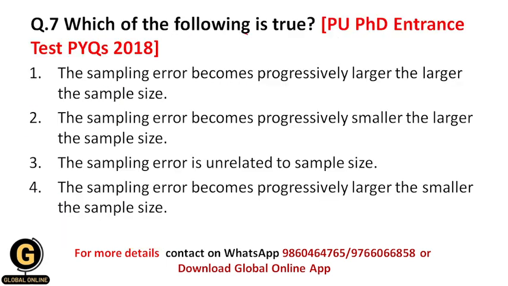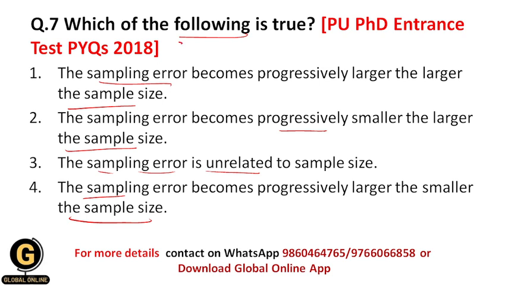Which of the following is true? The sampling error becomes progressively larger the larger the sample size. Sampling error becomes progressively smaller the smaller the sample size. The sampling error is unrelated to sample size. The sampling error becomes progressively larger the smaller the sample size. So students, here they have given you different statements relevant to sampling error and sample size. Obviously there will be some relationship between them. So what is that?